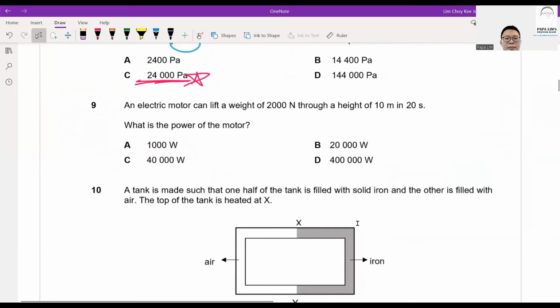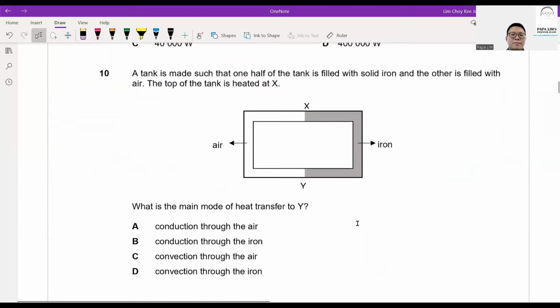Number 9 and number 10. Number 10, you have to read the question carefully. The tank is made out of solid iron. So the right side is iron, the other side is air. Air, straight away, if you talk about heat transfer, is always a bad conductor.